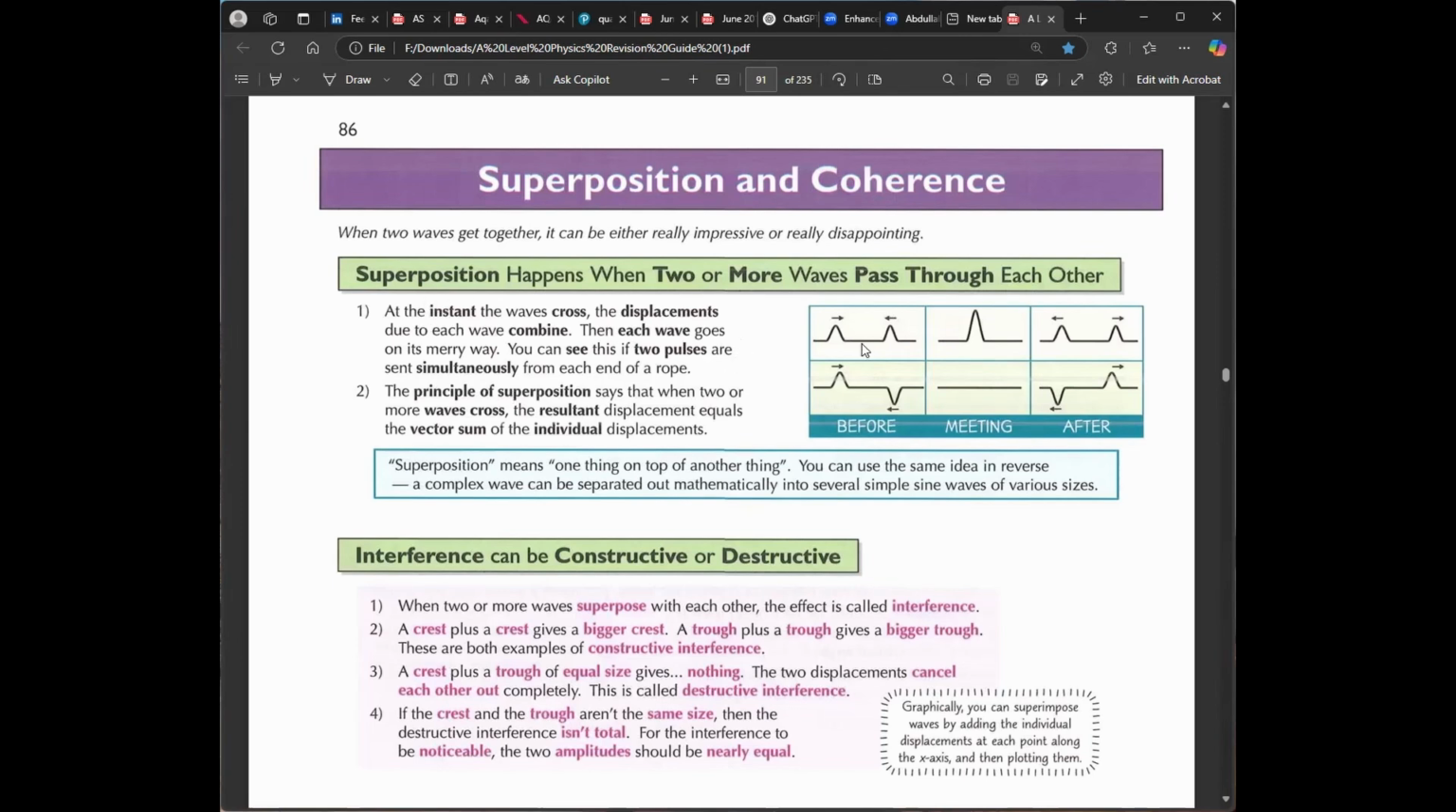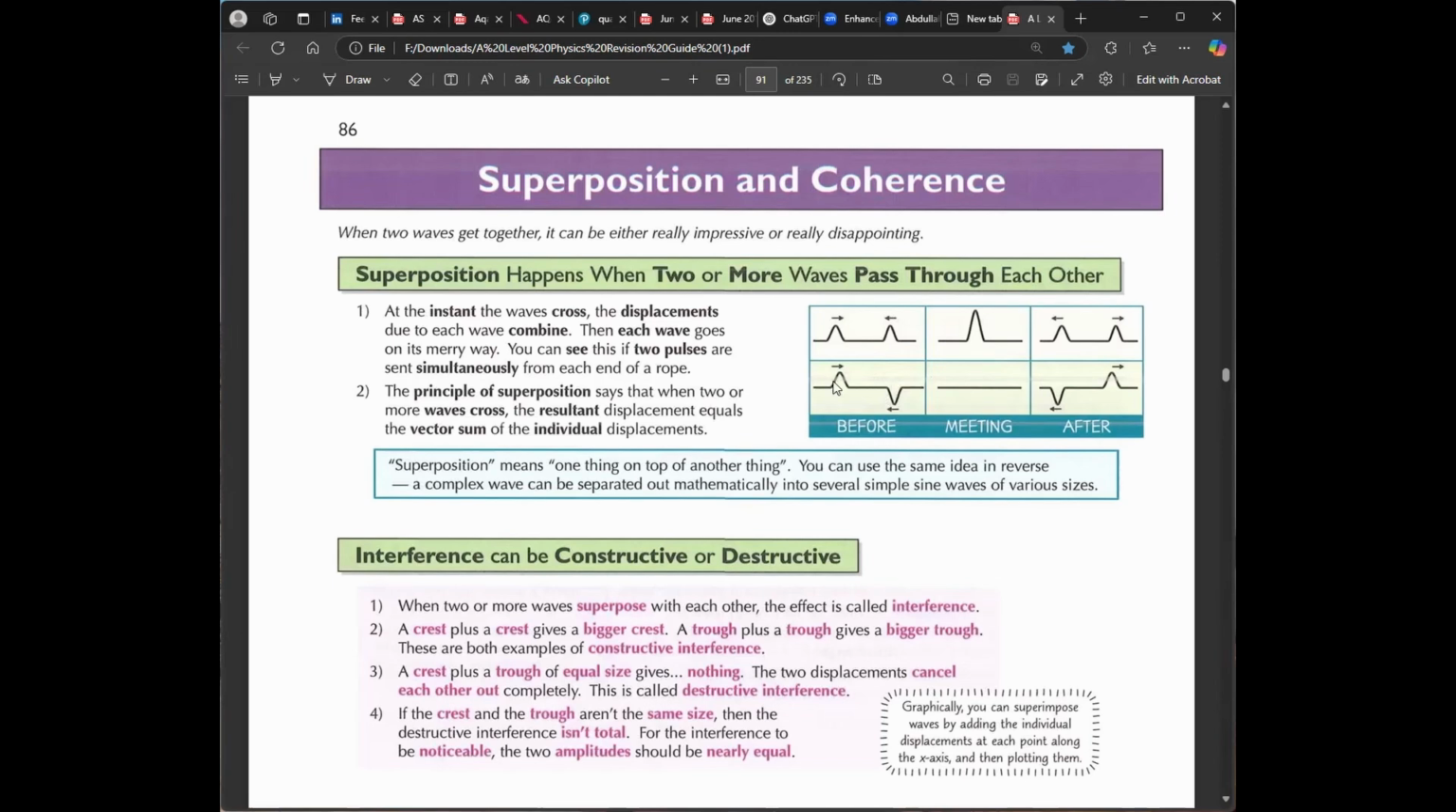Now what happens in superposition is interference, which we will talk about later. So here it says superposition happens when two or more waves pass through each other. If you see this figure, when they pass through each other, in the first one you can see that the amplitude increases because they add up, and this is constructive interference. And when they have passed through each other and are moving in the other directions, you'll see that they again have the same amplitude that they had before.